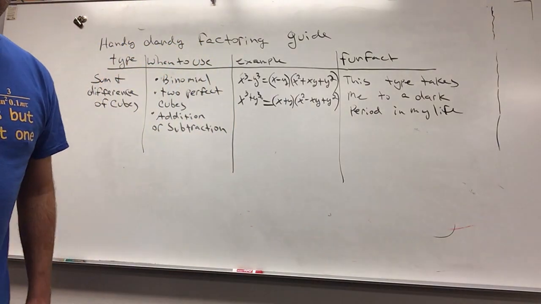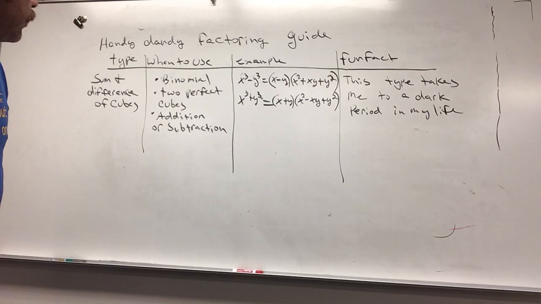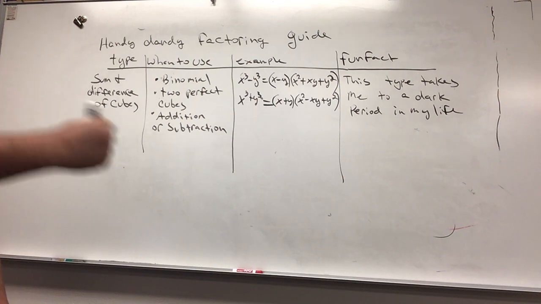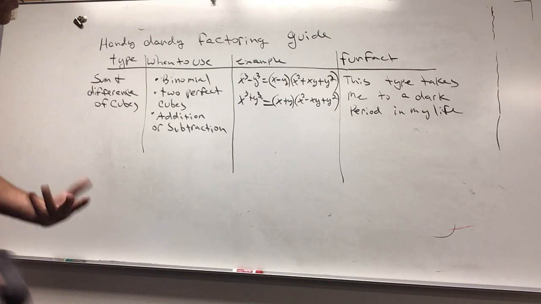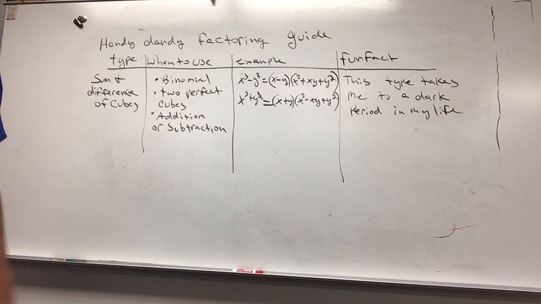All right, guys, okay. This is our next type of factoring. It's called sum or difference of cubes. All those other types, believe it or not, you did in Algebra 1, 2. This is gonna be the first time you've seen this one, I think, most of you anyway.